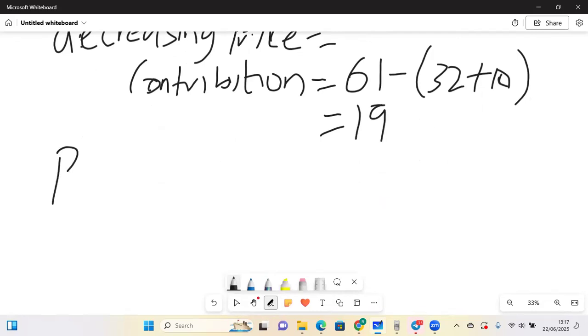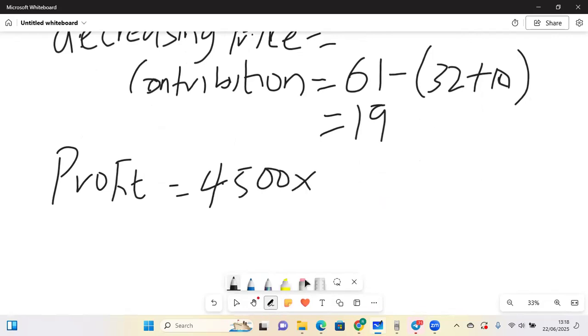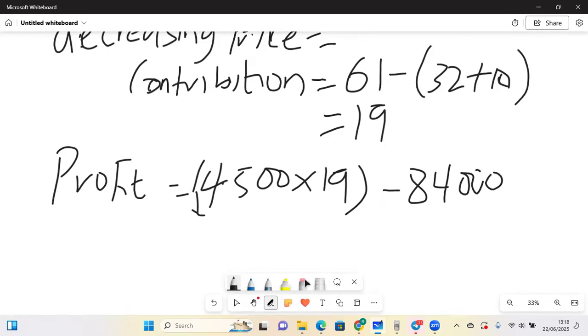Now the profit after price reduction is going to be like this. When we reduce price, we are going to sell 4,500 dresses times the contribution, which is 19, and then we subtract our 84,000, which is our fixed cost. So with this, 4,500 times 19 minus 84,000.